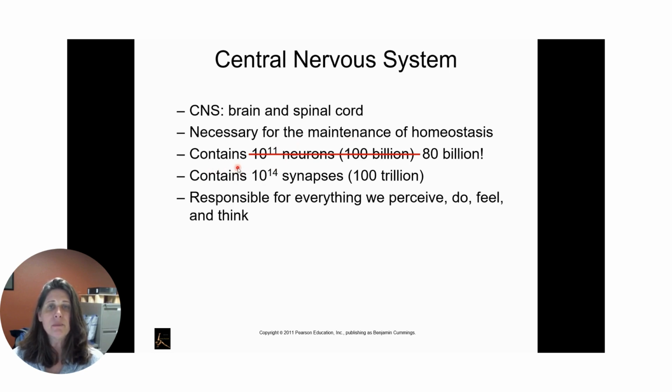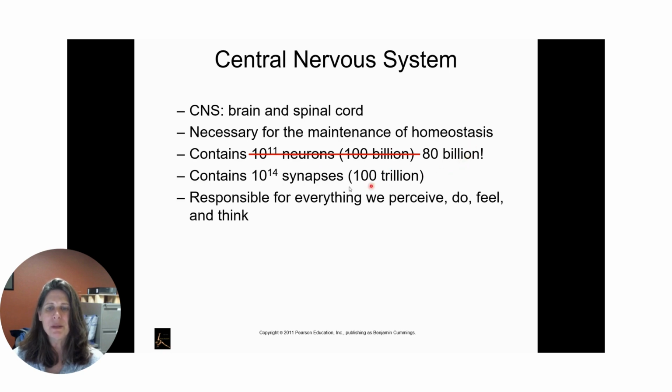Your book will say it contains 10 to the 11th neurons, or 100 billion neurons. But recent research, within the last 10 years, shows that our brain and spinal cord consist of 80 billion neurons. That's a 20 billion neuron difference, and that's quite a big difference. That's like a baboon's brain, 20 billion neurons. So now that we know there's about 80 billion, it helps us understand the CNS a little bit better.